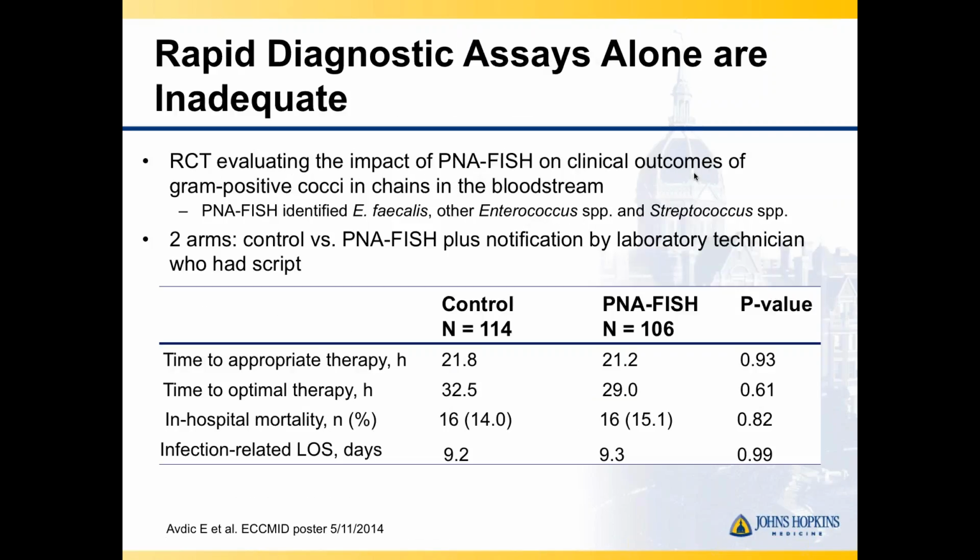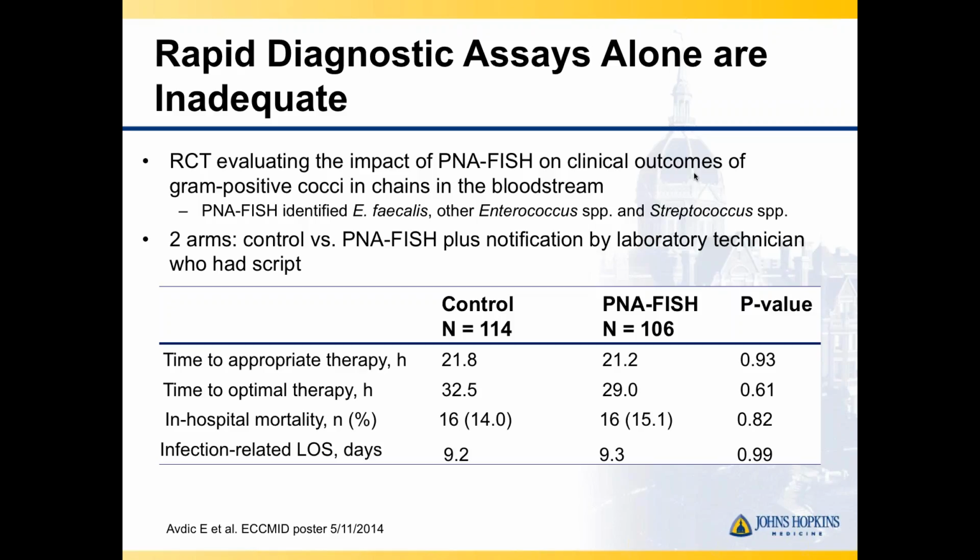So this is a study that we did in our institution. We did a randomized trial that evaluated the impact of PNA FISH on clinical outcomes of the patients who had gram-positive cocci in chains. PNA FISH could tell you if it's faecalis or non-faecalis. At our institution, that was enterococcus, mainly VRE, and the streptococcus. And we had the 2 arms.